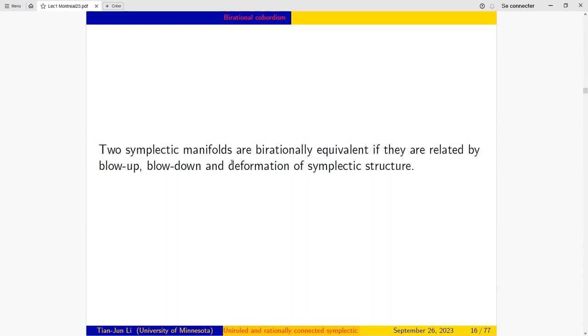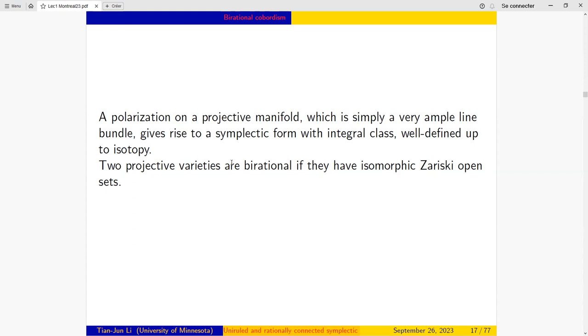Of course, this looks vastly different from the notion of equivalence in complex geometry. However, let's look at the projective manifold. As I mentioned, to view a projective manifold as a symplectic manifold, you need to choose a polarization. And then you can construct.